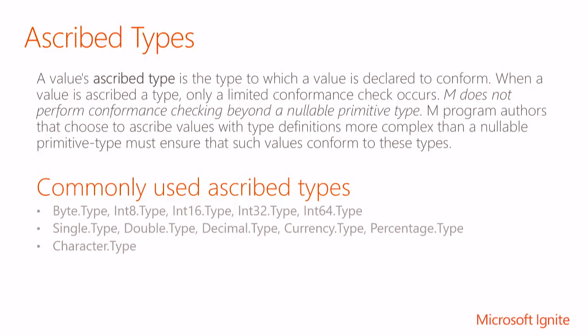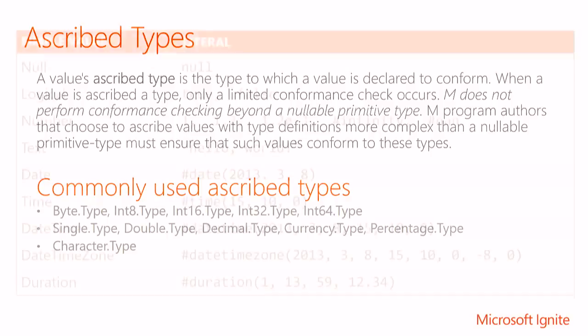Ascribed types. This is one of the more complicated concepts. It took me a while to wrap my head around. But I call this out because in the UI, you'll see lots of different types. You can think of an ascribed type as a format that is applied to a number. So M only understands a number type, but you can say, okay, it is a number type, but it is a currency or a percentage or an Int64. So you can think of it more as a format applied on top. And tools like Power Pivot would take advantage of this and do different operations depending on the actual type.